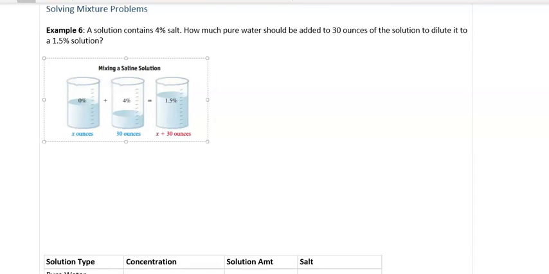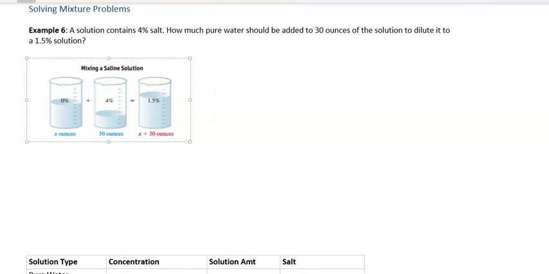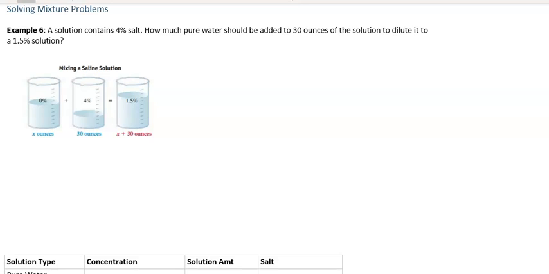So what we've got is 3 different solutions, basically. We've got water, which we want to know how much we're going to add. So when we add the water to a 4% solution, we're going to get a 1.5% solution. So what we want to know is if we have X ounces of water and we have 30 ounces of this 4% solution, we're going to end up with, now here's the key that isn't given in the problem, but you really need to consider this, that X plus 30 is how much you're left with when you add them together. So you add X to 30, you get 30 plus X, or X plus 30.